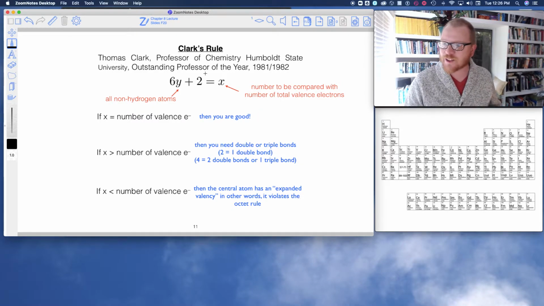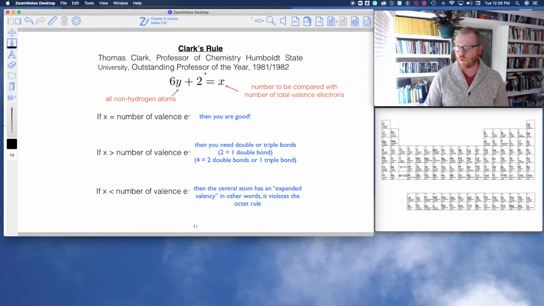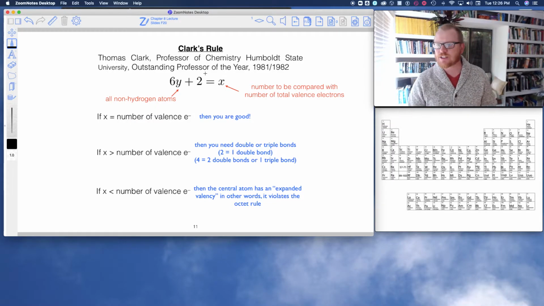And this rule is not just an HSU thing. This is a really famous rule that's widely published throughout chemistry texts. It just so happens to not be in our textbook. It's an older rule, but I still think it works great. So that's why I'm diverting from the book a little bit and giving some credence to Professor Clark for his rule. 6y plus 2 equals x. That's the equation he came up with.